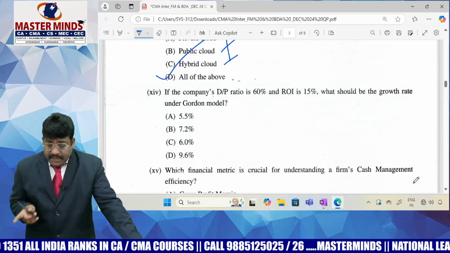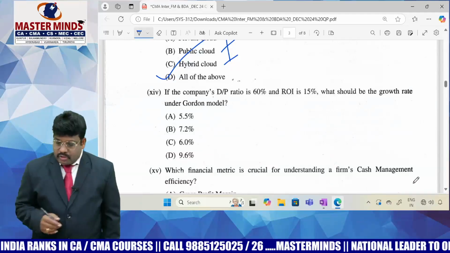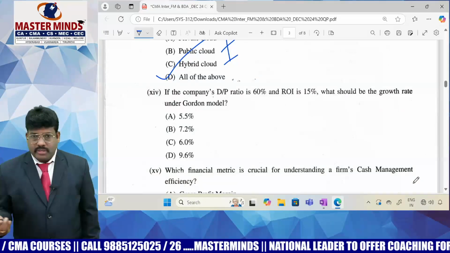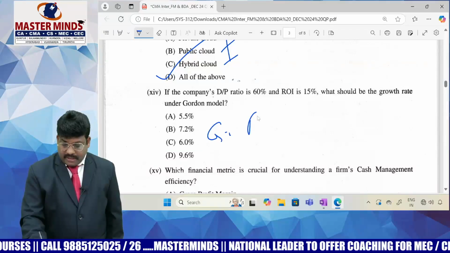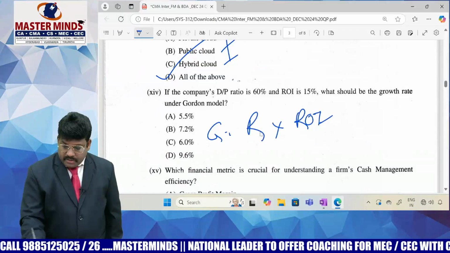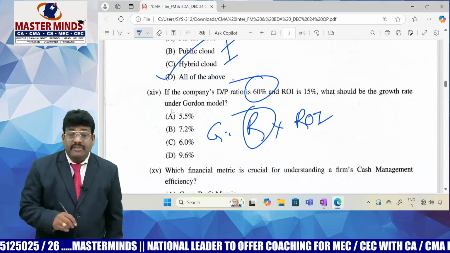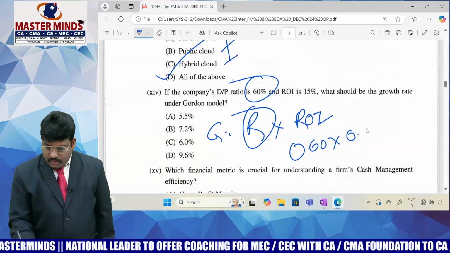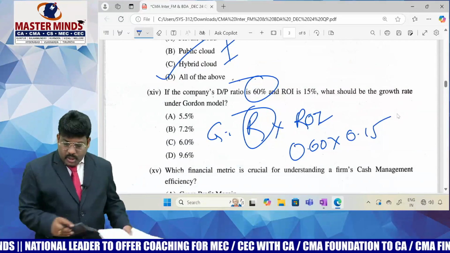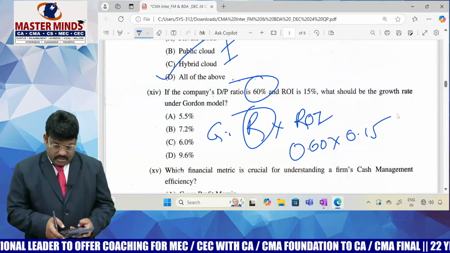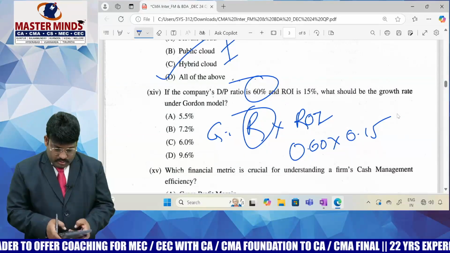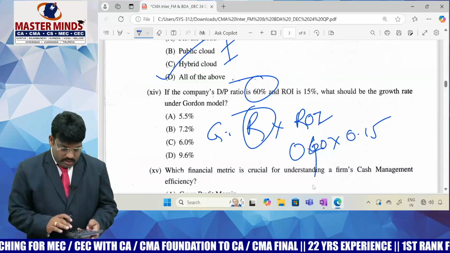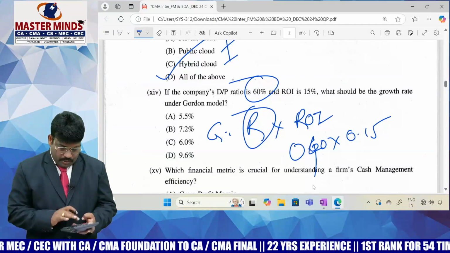The next question is, if the company's dividend payout ratio is 40% and return on investment is 15%, what should be the growth rate of the company according to Gordon's model? Dear students, growth rate according to Gordon's model is nothing but retention ratio into return on investment. Retention ratio is not given, sir. Hello, excuse me, dividend payout ratio 40% means retention ratio would be 60%, man. 0.60 into 0.15, if you multiply it, you will get the growth rate here. That is 0.60 into 0.15 into 100. So 9%. Here payout is 40%, right? So 0.40 into 0.15 into 100.